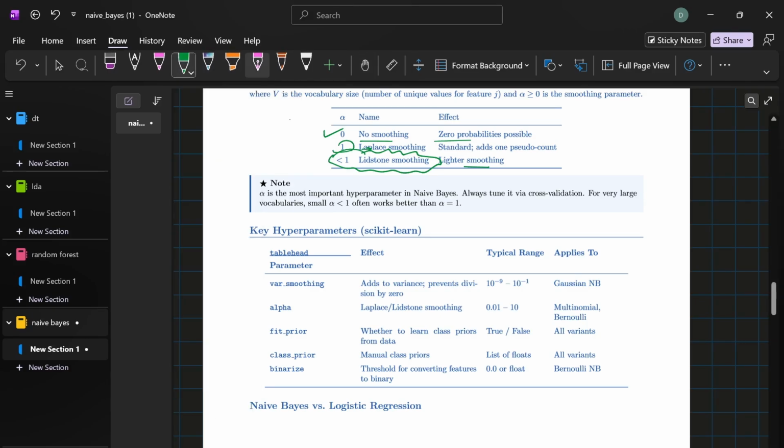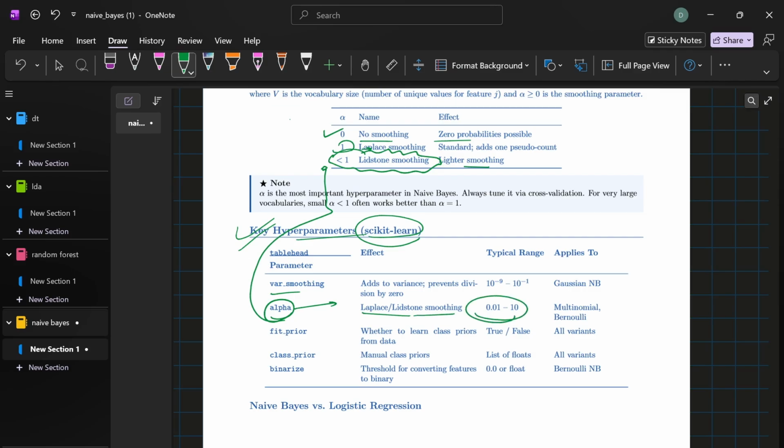Moving forward to section 3, where we'll be talking about the hyperparameter comparison and the key takeaways. The first hyperparameter is alpha, the Laplace smoothing parameter for the multinomial and the Bernoulli NBs. By default it is 1, and for large vocabularies try using a small value like 0.1 or 0.01. Second is var smoothing, for the Gaussian NB only. It adds a small value to the variance to prevent division by 0. The default is 1e-9, and usually you don't need to change it.